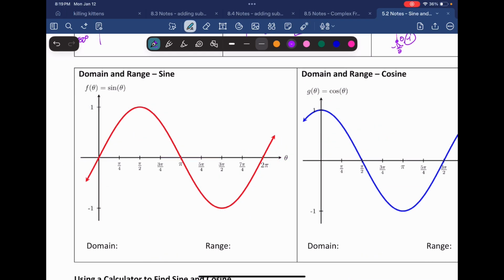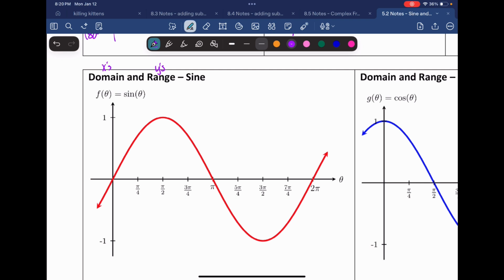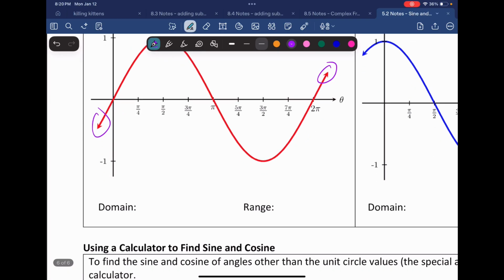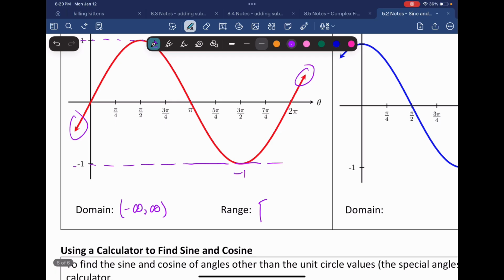All right, so domain and range. Domain is all your x's from left to right, and range is all your y's from top to bottom. So it's basically asking, is there some angle where your sine is undefined? Well, you can see the arrows going both directions. There's not a place where your sine is undefined. So your domain is negative infinity to infinity. Your range is the lowest to the highest. So the lowest possible y value is negative 1. Highest possible, positive 1. So my answers are between negative 1 and positive 1.